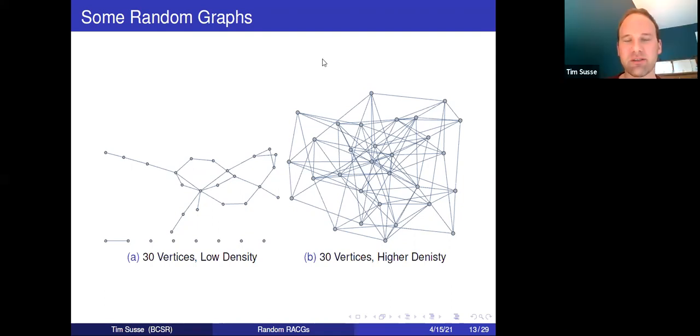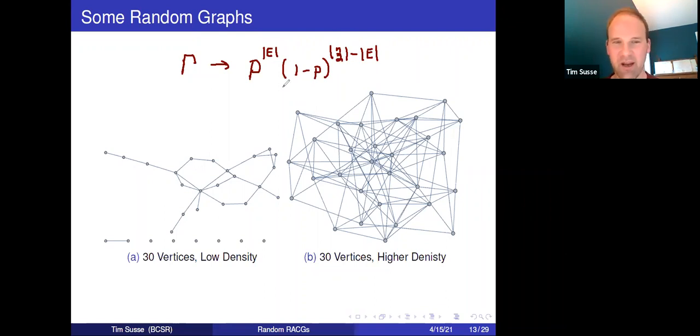Yeah, so the probability distribution this puts on the set of vertex-labeled graphs with n vertices works as follows. If you have a graph gamma, then it occurs with probability p to the number of edges of gamma, times (1 minus p) to the power n choose 2 minus the number of edges in gamma. That's the probability that you would choose gamma randomly.